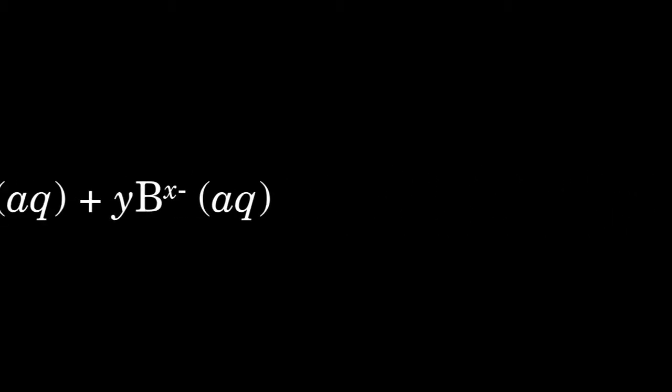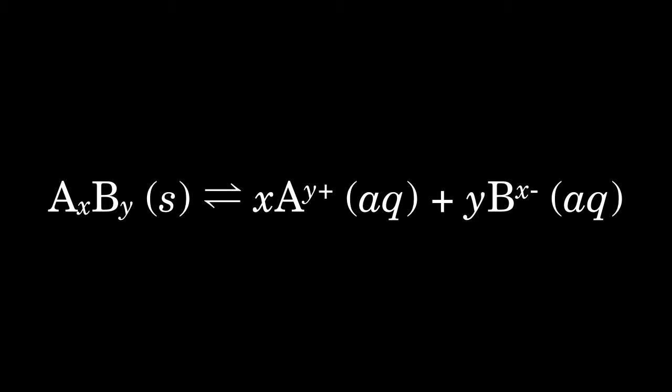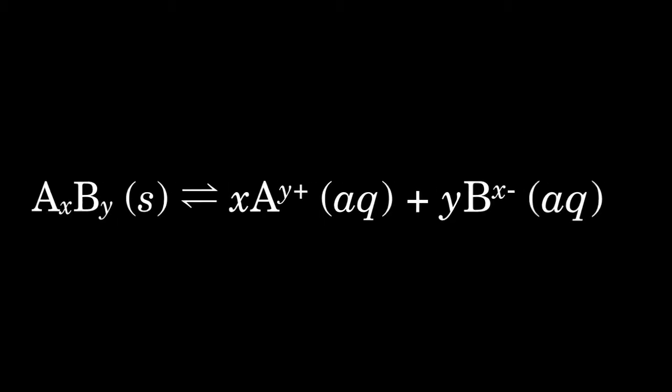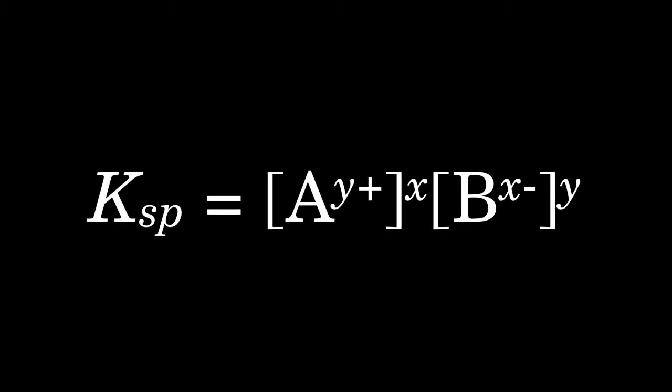In general, if you are given a chemical equation at equilibrium like this, with ion coefficients x and y for ions A and B respectively, then in the Ksp expression the coefficients become the powers. This should not be a surprise to you if you know that in order to write a general equilibrium expression, the coefficients become the powers and solids are left out of the expression.